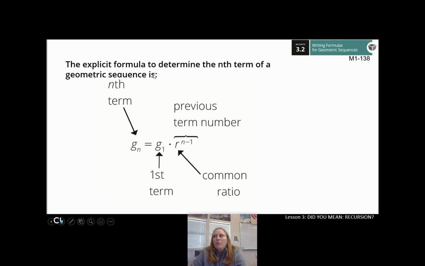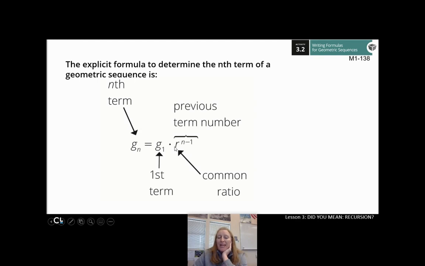So the explicit formula to determine the nth term of a geometric sequence looks like this lovely guy right here. This is my nth term, g sub n, whichever n that is that I want. And just like with arithmetic, I do need my first term. So g sub 1, you are going to want your first term. Also similar to arithmetic, you are going to want that common ratio, r. We knew that was going to come back.